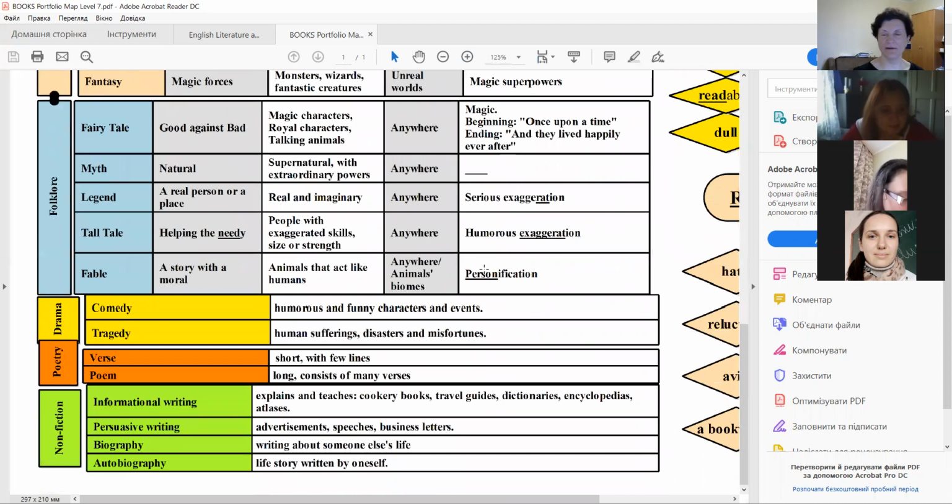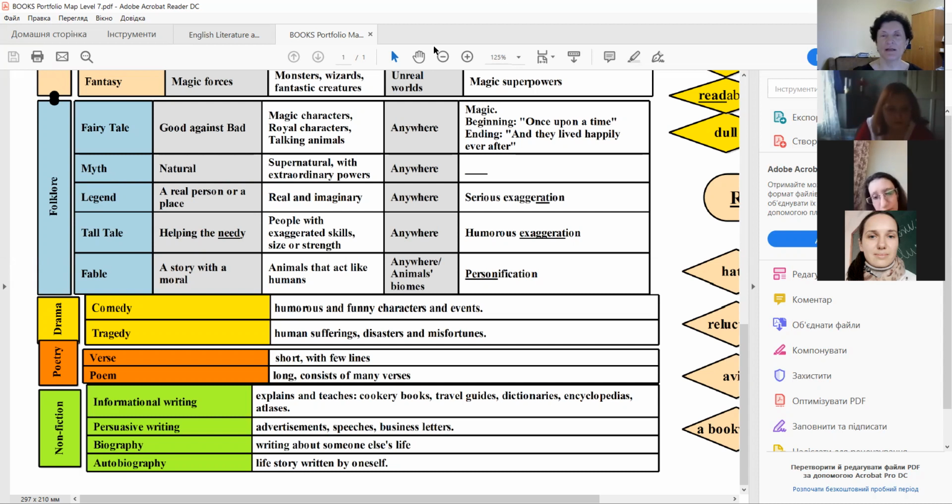Okay. And finally, you remember that in poetry we only talked about the lens. And finally, Natalia, nonfiction. Informational writing explains and teaches, for example, cookery books, travel guides, dictionaries, encyclopedias, and atlases. Yeah, so it informs about something. Persuasive writing. Persuasive writing are advertisements, speeches, business letters. Biography is writing about someone else's life. And autobiography, it is a life story written by oneself.